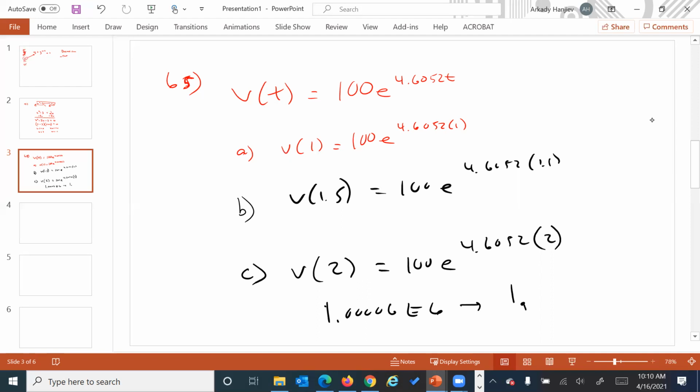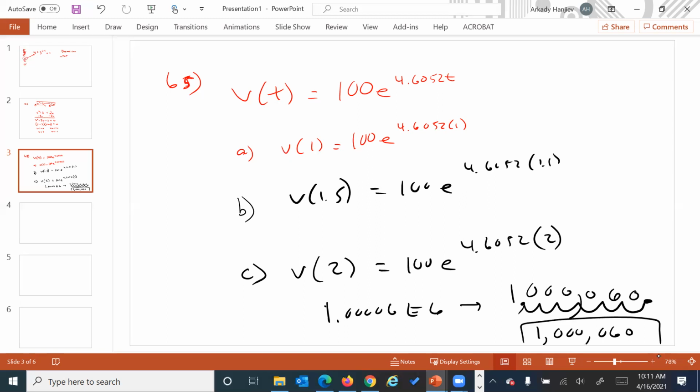So we have to go 1, 2, 3, 4, 5, 6 units back, and then what we do is fill in the rest with zeros. You got a 6 here, and the rest of it you have to fill in with zeros. So it's doing an approximation. The number here is then 1,000,060. So if you don't get the exact answers at the back of the textbook, if it's an approximation and you're still close, you're still good.